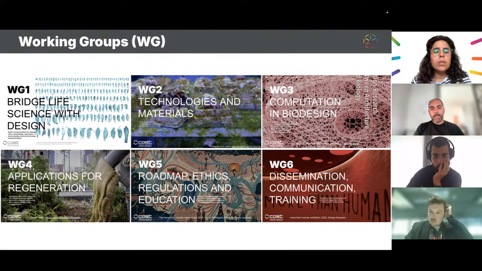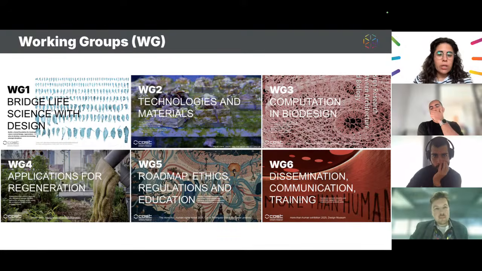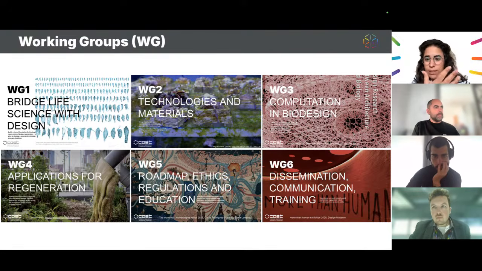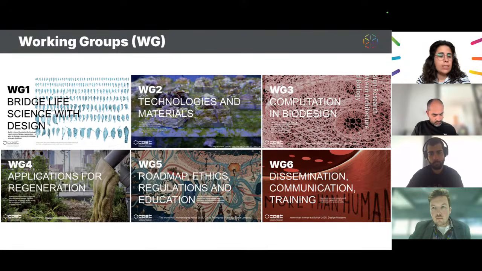The second one is about technologies and materials. So here we have experts in biochemistry, nanotechnology, biofabrication, to advance, develop, reproduce, and scale biogenic materials. And the third one is about computation in biodesign. So how can computation, AI technologies, modeling technologies help simulate biological processes, enhancing predictive capabilities?